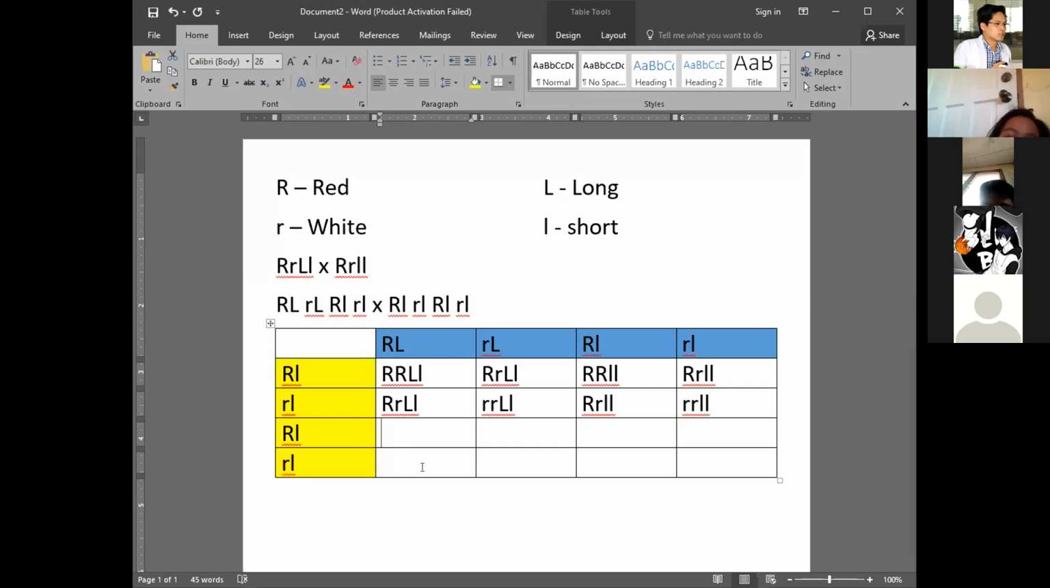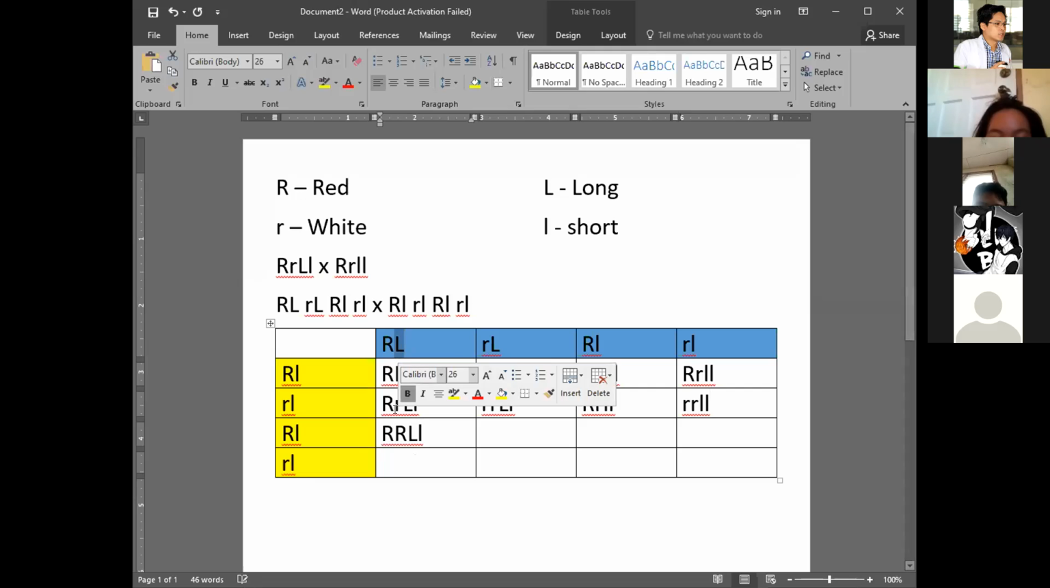Two big letter R's, and big letter L and small letter l. So we actually get the big letter L from the father, and the small letter l from the mother, or from the female. Correct. So we have homozygous red with heterozygous long body. Next.